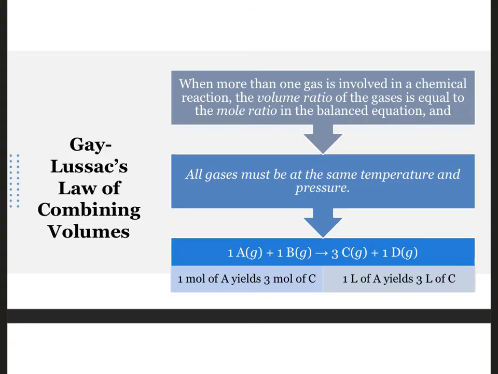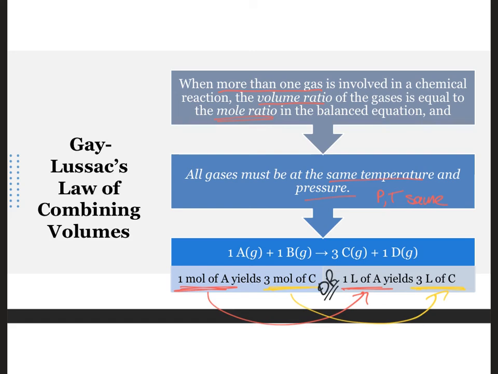We can use what we learned from the last example to elaborate on Gay-Lussac's law of combining volumes. When there is more than one gas in a chemical reaction, the volume ratio of the gases will match the mole ratio of the balanced equation provided the gases are all at the same temperature and pressure. If we invoke the generic reaction, 1 mole of gas A plus 1 mole of gas B yields 3 moles of gas C and 1 mole of gas D, we can say 1 mole of A produces 3 moles of C, or 1 liter of gas A produces 3 liters of gas C.